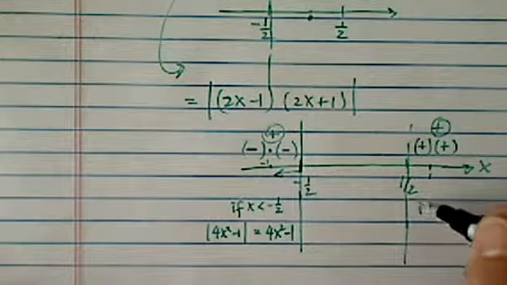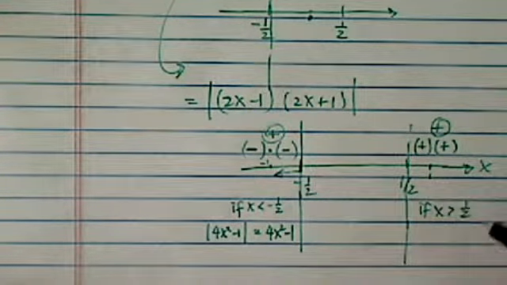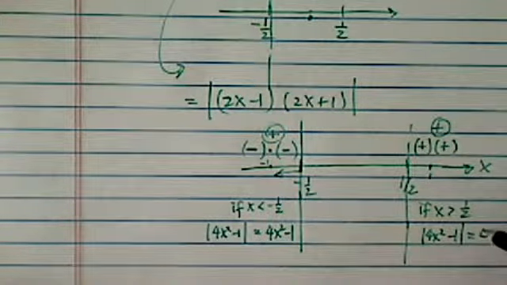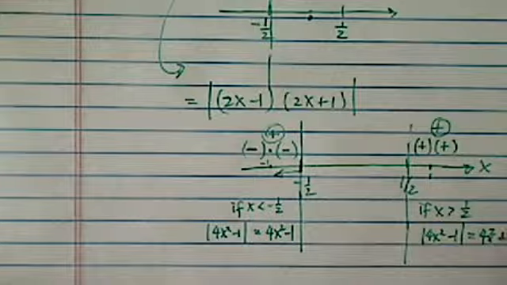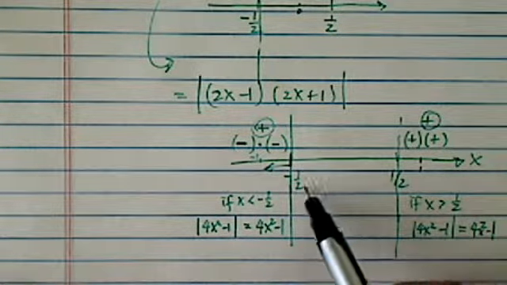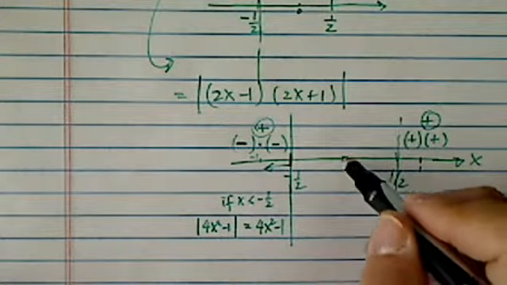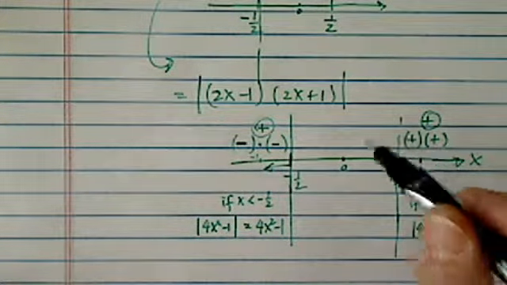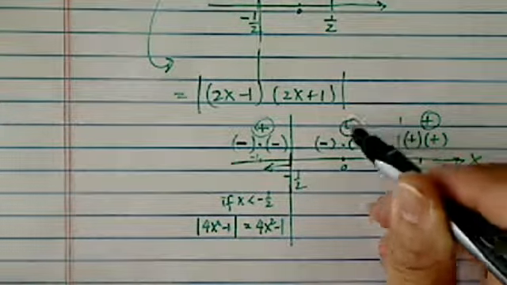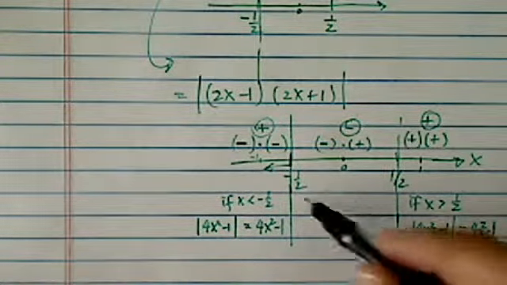Same thing over here. If x is bigger than half, I don't have any trouble with that one either. This is equal to 4x squared minus 1, so you can safely take it off. It's in between here that's in trouble. Let's see, if we pick a 0, now I have a minus multiplied by a positive. So I actually have a minus for this section.